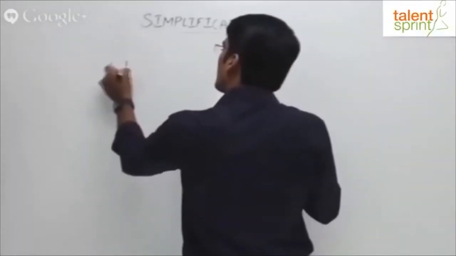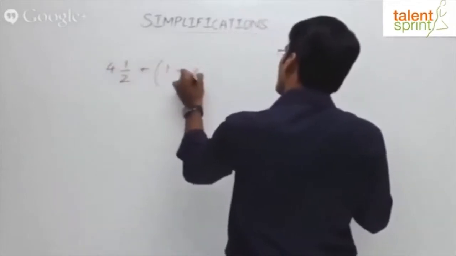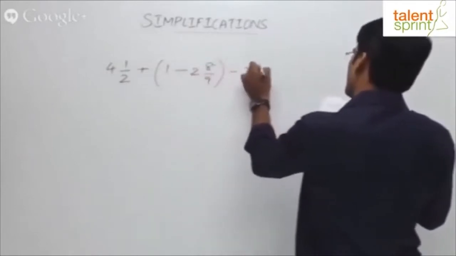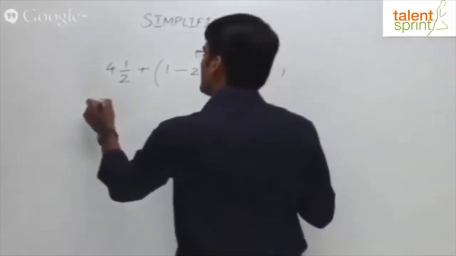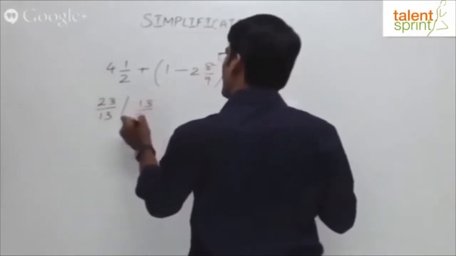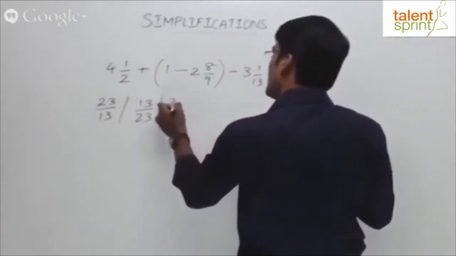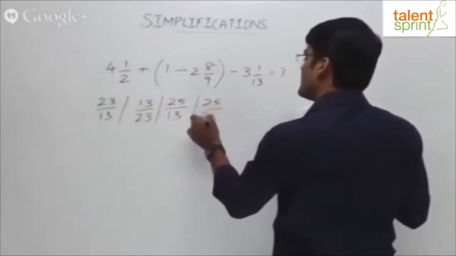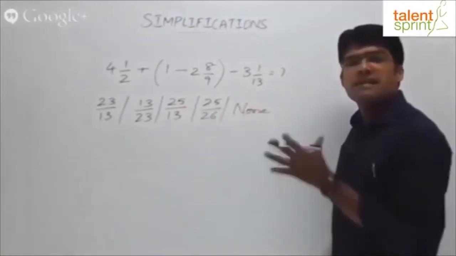4 1 by 2 plus 1 divided by 2 8 by 9 minus 3 1 by 13 equals what? Options are 23 by 13, first option, then we have 13 by 23, then 25 by 13, next is 25 by 26, and the fifth option as usual is none of these. So that's the question.